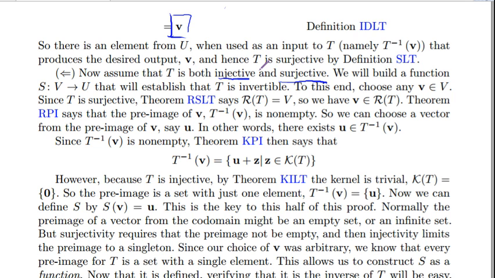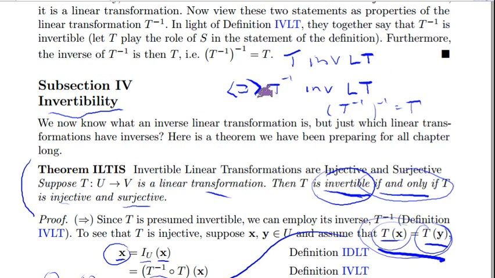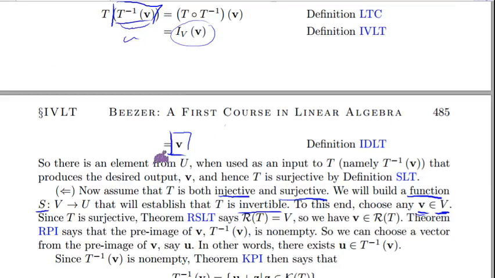Let's assume that T is both injective and surjective. Then we can create a function S, using the fact that it's injective and surjective, and show that T is invertible. Now this is the same way you do it with functions, not just linear transformations, but let's go through this proof. So remember, are we going from U to V or V to U? Let's take a look here. We're going from U to V. So in order to define the inverse, we want to define a function from V to U.